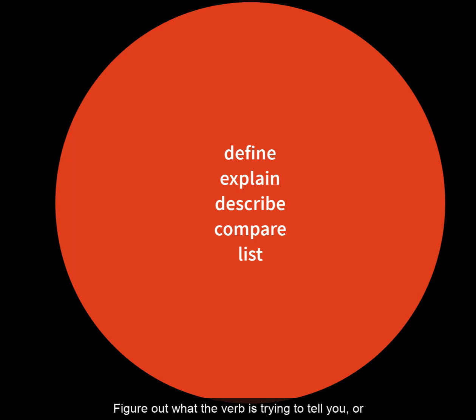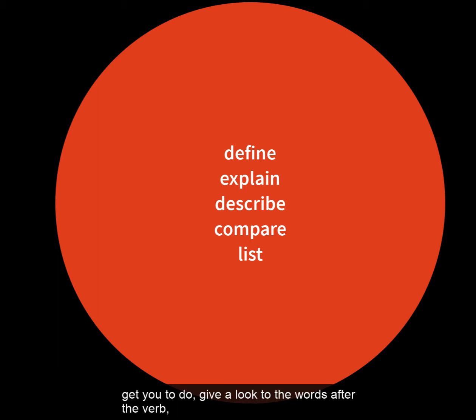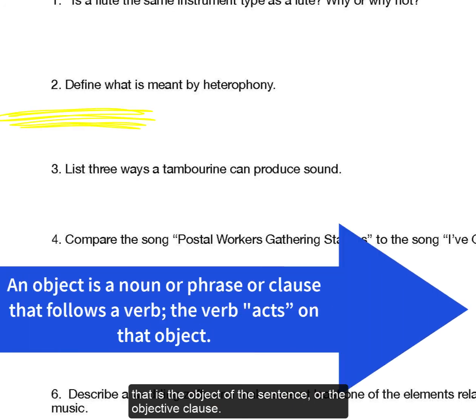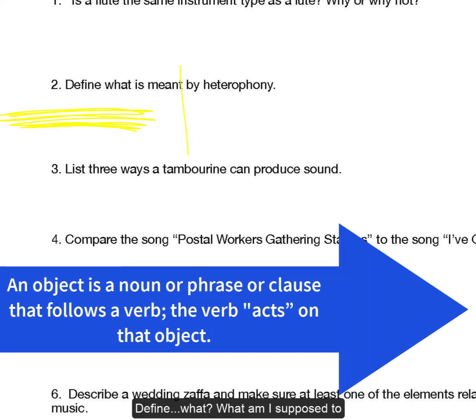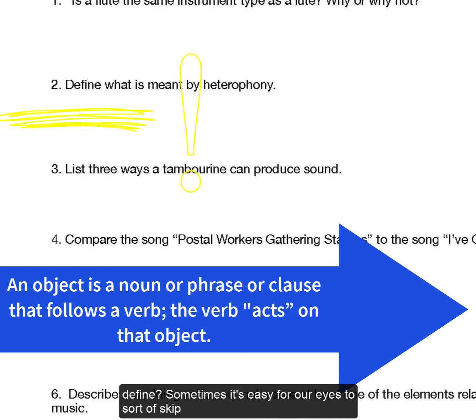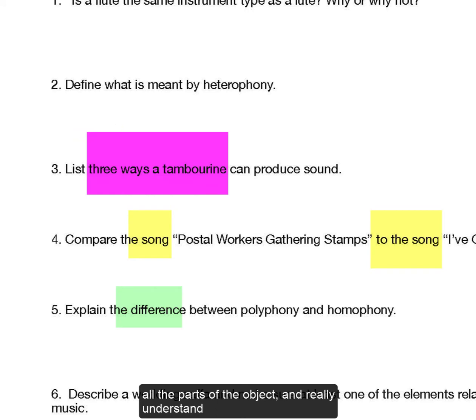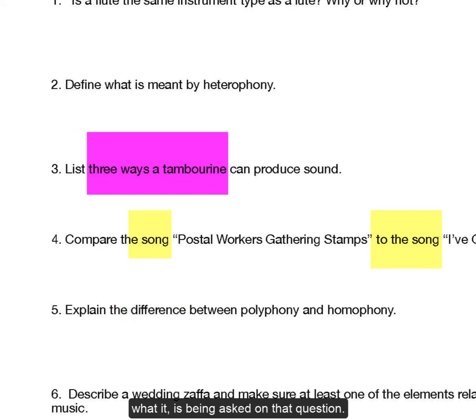Once you figure out what the verb is trying to tell you or get you to do, give a look to the words after the verb. That is the object of the sentence or the objective clause. Define what? What am I supposed to define? Sometimes it's easy for our eyes to sort of skip hastily over the things that follow the verb and not really get all the parts of that object and really understand what it is being asked on that question.